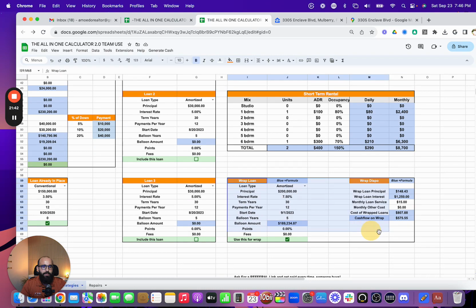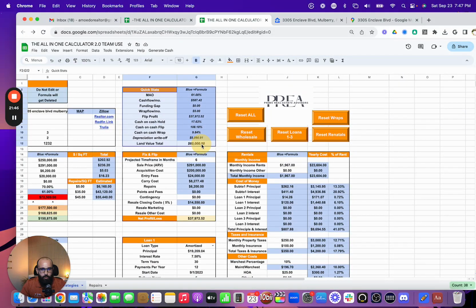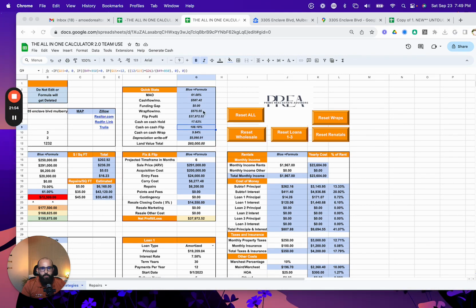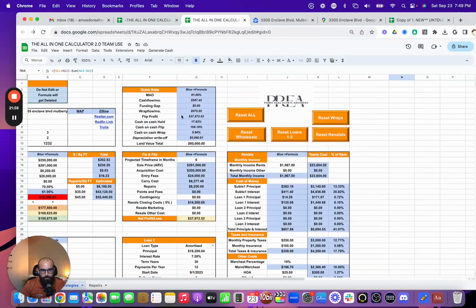So this right here is how you use a wrap loan, and our wrap loans are also part of our quick stats. You can see right here, wrap cash flow is right there. You will see that right there, which is just the same exact number as your cash flow down here. But again, if you want to look at all your stats at once, that is how you would do it.